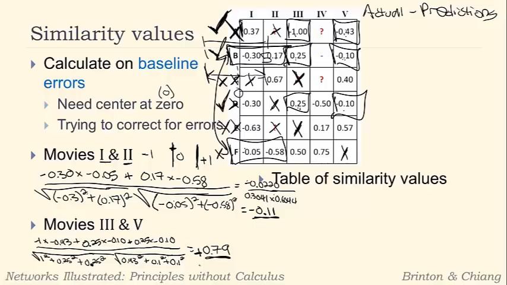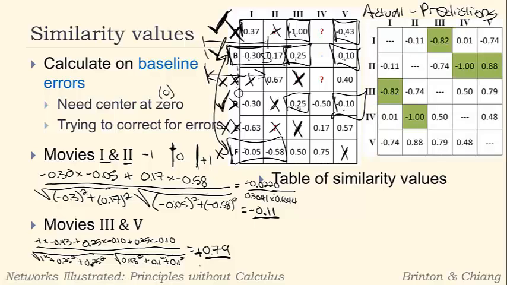So now we can use this and we can come up with a full table of similarity values. And here I'm tabulating this. This is similarity between 1 and 2. You can see the similarities between also 3 and 5, 0.79 we just found, and so on.